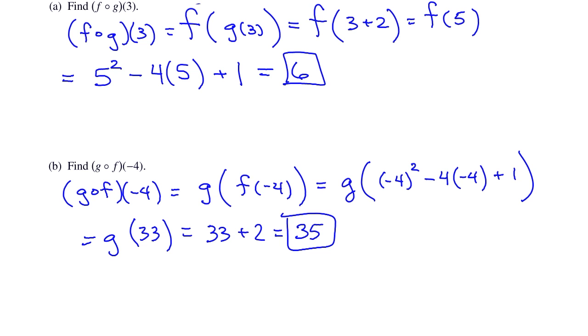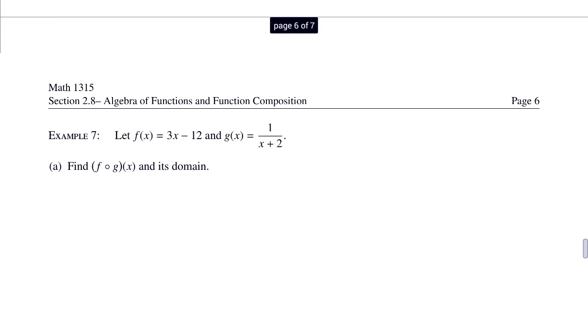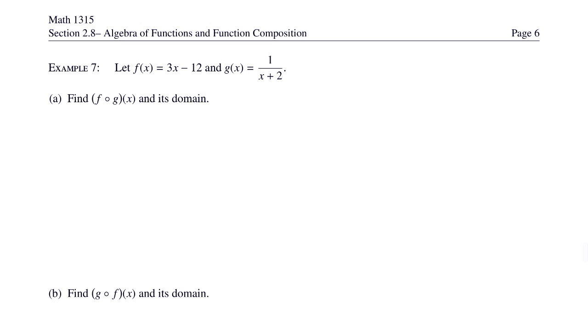All right, let's look at example 7. Example 7 says f of x is equal to 3x minus 12 and g of x is equal to 1 over x plus 2. Now we want to form the composite function and find the domain. So the composite function, f composed with g of x, is f of g of x.